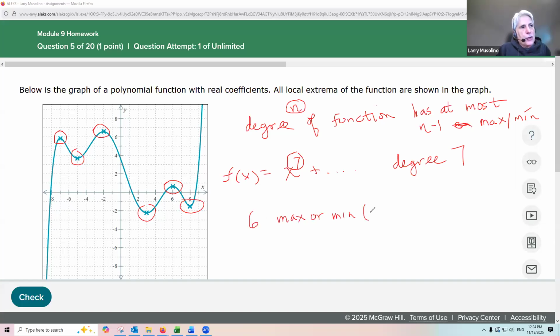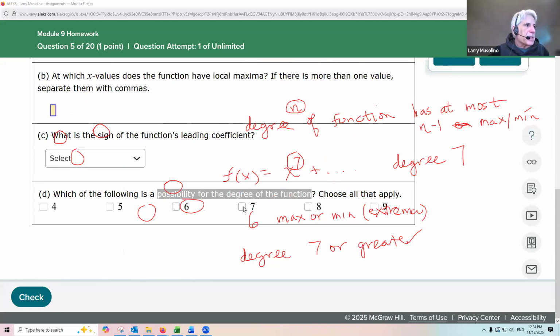By the way, we call those extrema. Extrema just means where the graph is hitting an extreme, either a top or a bottom. Well, the degree has to be at least one more than that. So this is going to be degree 7 or greater. Could be degree 8, could be degree 9. So I'm going to come down here and select the answer. We need degree 7 or larger. So I'm going to say 7 or 8 or 9.